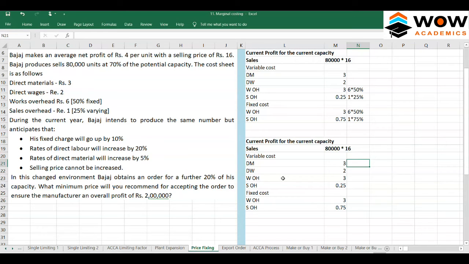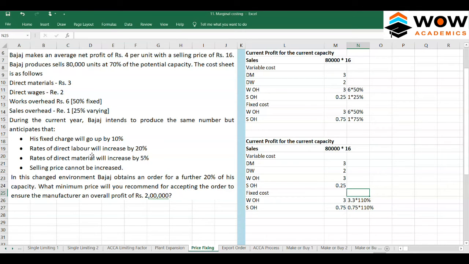So he says the fixed charge will go up by 10%. So whatever the fixed charge here, it will be up by 10%. So it is 3.3 into 110%. Okay, it's going to increase, right? So it's 110%, and this is also a fixed charge, so that amount is 0.75, that is also going to increase by 10%. So that's about the fixed charges here.